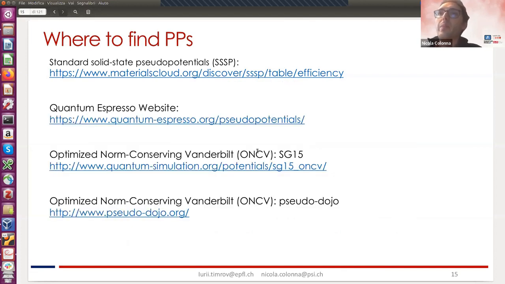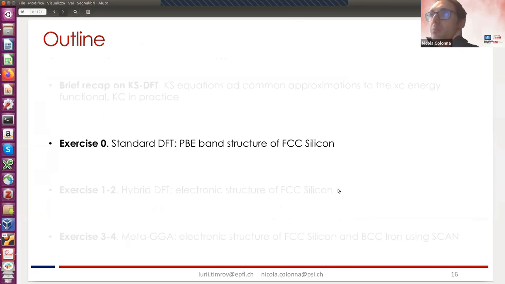You have other places where to find pseudopotentials, such as the Quantum ESPRESSO web page. And there are sometimes codes, like in particular Koopmans, that do not support all the different kinds of pseudopotentials. We are forced to work only with norm-conserving pseudopotentials. For this reason, we also have very nice libraries that only contain norm-conserving pseudopotentials. In particular, there is the SG15 or the so-called PseudoDojo. Okay, and this was just a brief recap. Now we are going to see how to run a Quantum ESPRESSO simulation in practice.